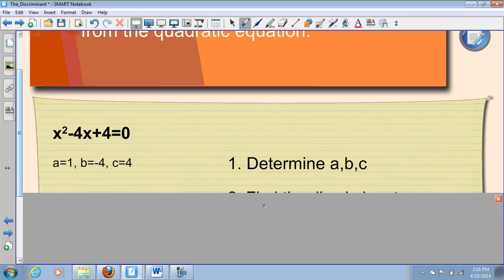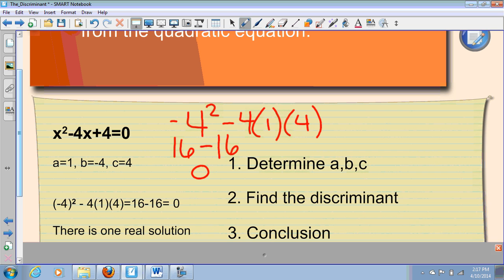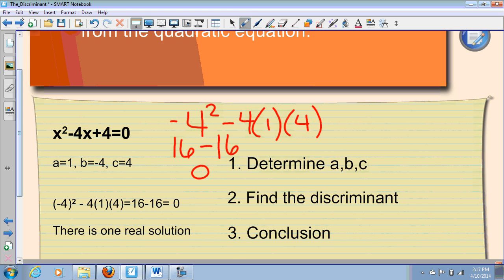Okay, here's number 2. Determine your A, B, and C. Let's do this one together. A is 1, B is -4, C is 4. B squared minus 4 times A times C. -4 times -4 is 16, minus 4 times 1 times 4, 4 times 4 is 16. 16 minus 16 is 0. One solution. Okay?